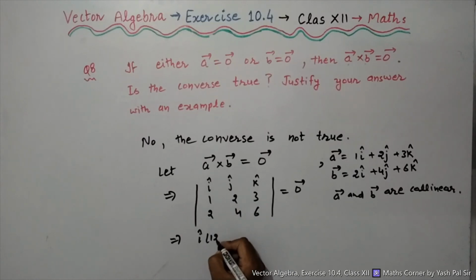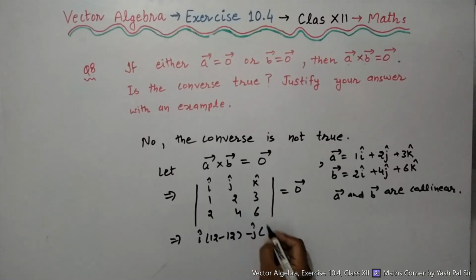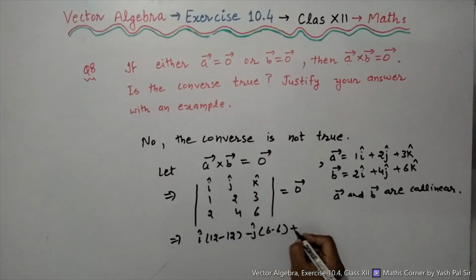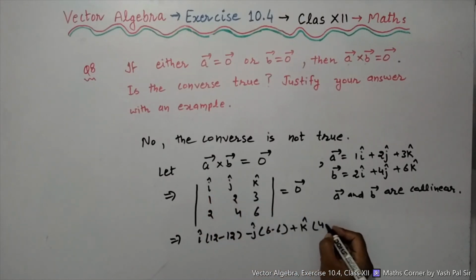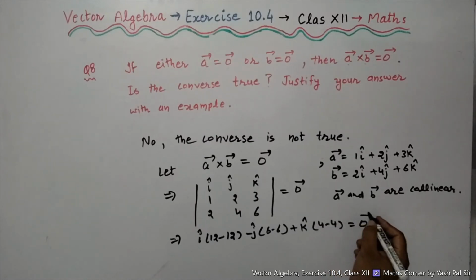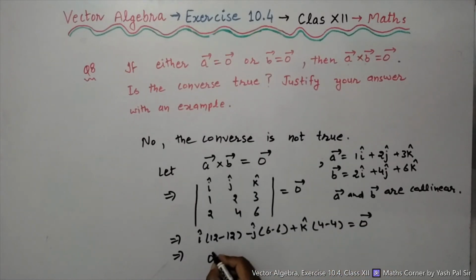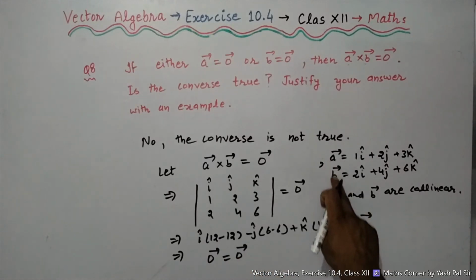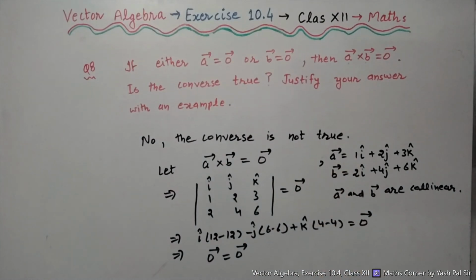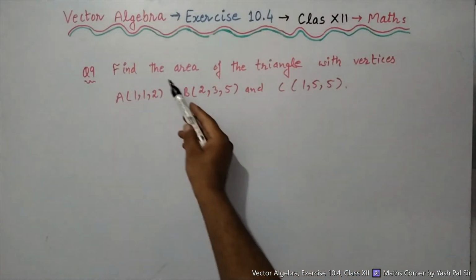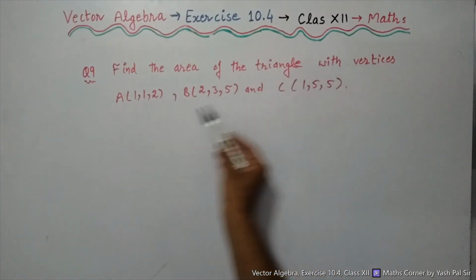We can check here: i times (6 twos are 12, minus 4 into 3, 12), minus j times (6 minus 6), plus k times (4 minus 4), is equal to 0 vector. So of course this is 0 vector equal to 0 vector, but we see that A and B, neither A is 0 nor B is 0.